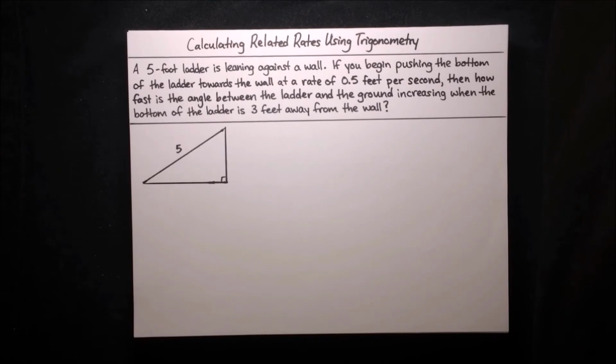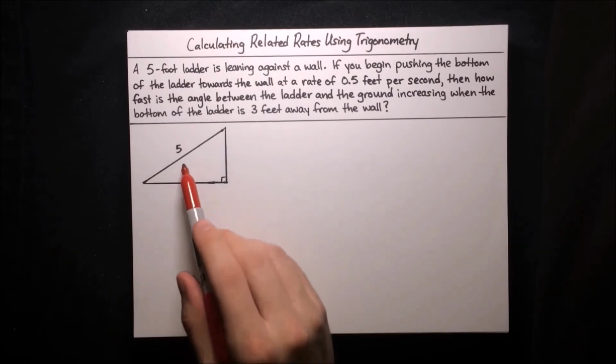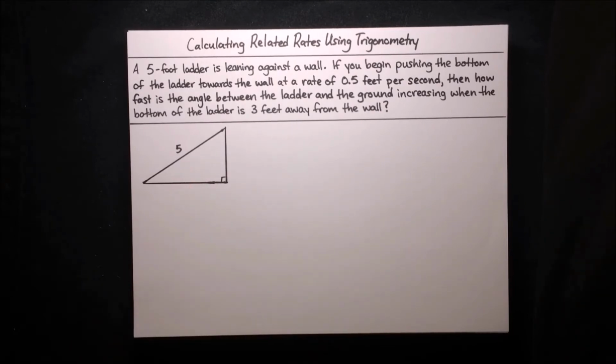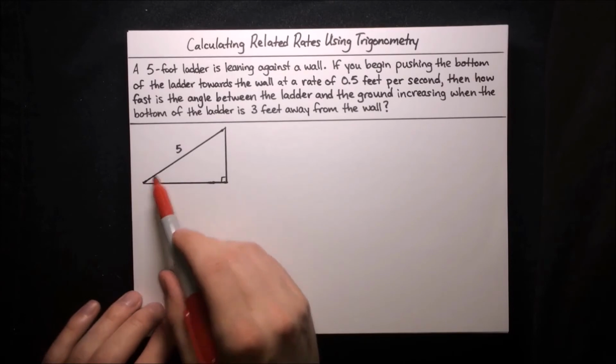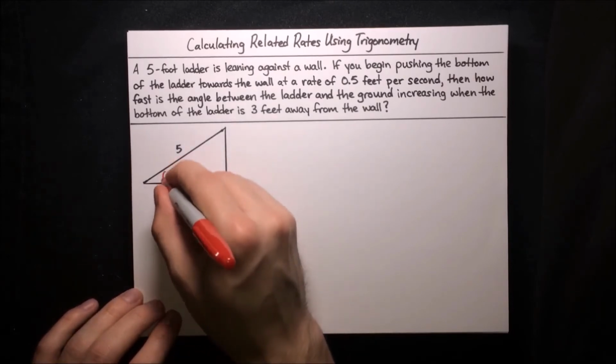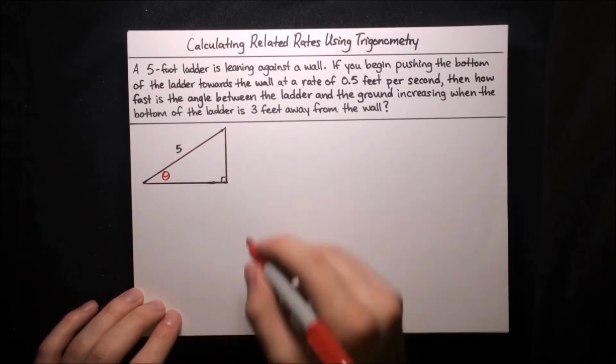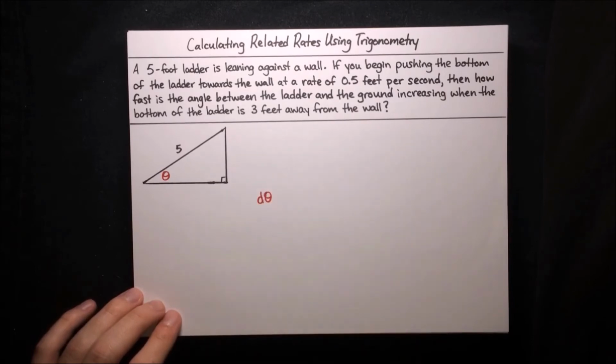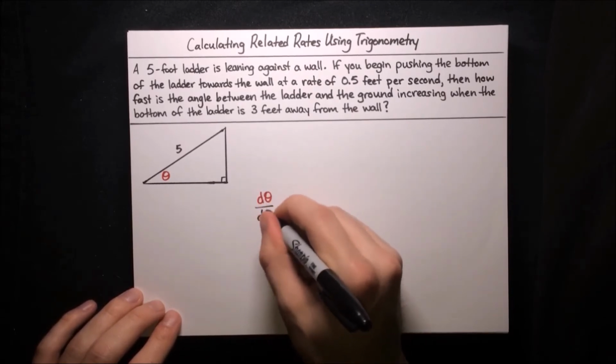So here we've got a diagram. The hypotenuse here is the ladder, it's 5 feet long, and it's leaning against a wall. And we want to figure out the rate of change of the angle between the ladder and the ground. So here's the ladder, here's the ground, here's the angle. So we want to figure out what is dθ/dt.